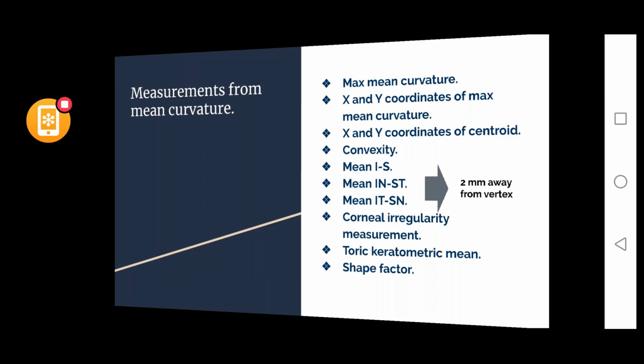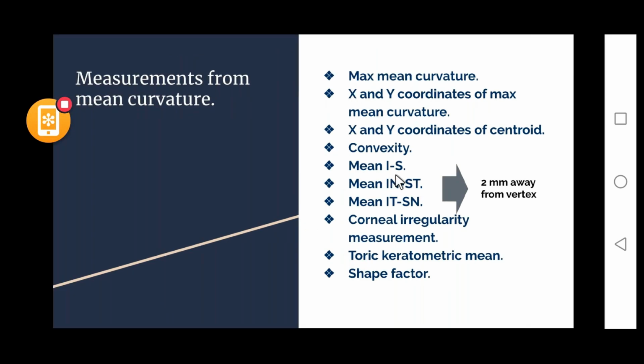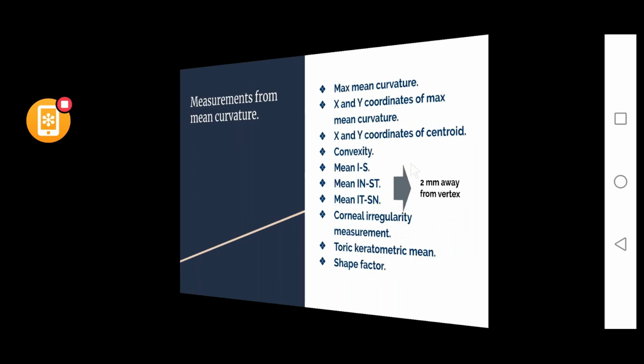The next three values basically show the mean inferior-superior difference, the mean inferior-nasal and superior-temporal difference, and the mean inferior-temporal and superior-nasal difference. So what is it basically? Number one, we have to remember that these regions are situated 2 millimeters away from the vertex. So suppose I'm talking about I and S, let me just show you the graphical representation.